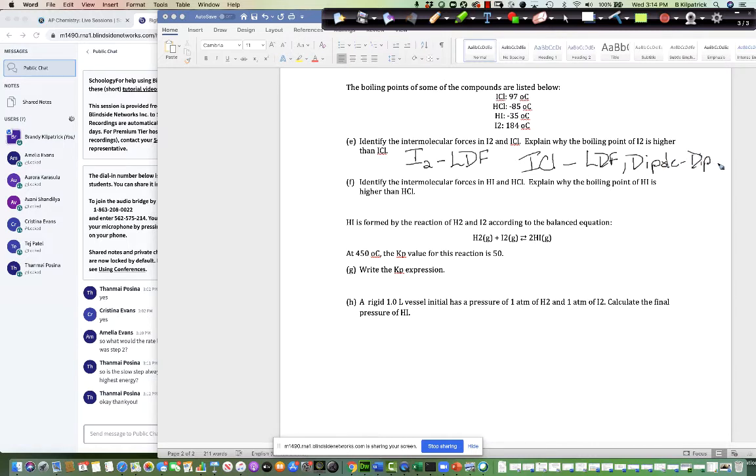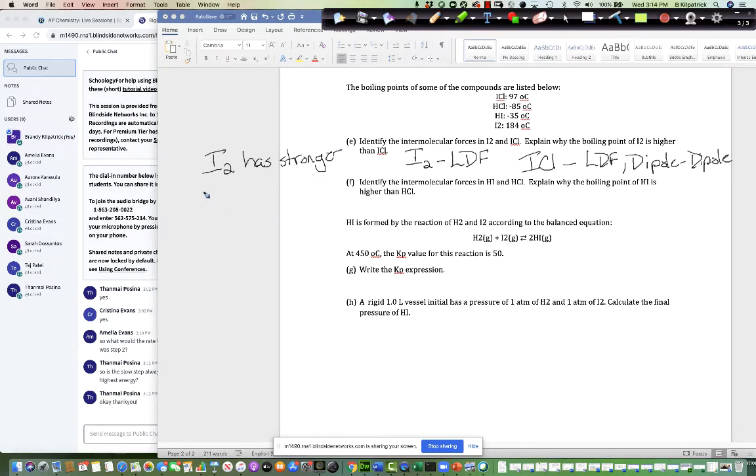Now, this question is asking how come I2 is higher than ICl? Okay, so if I look, I2 is only capable of LDF. This one is polar, it's capable of dipole-dipole. This one should have the higher boiling point, but that's not what we're actually seeing. So it's asking you to explain that discrepancy. Well, if this has a higher boiling point, this means that I2 has stronger IMFs.